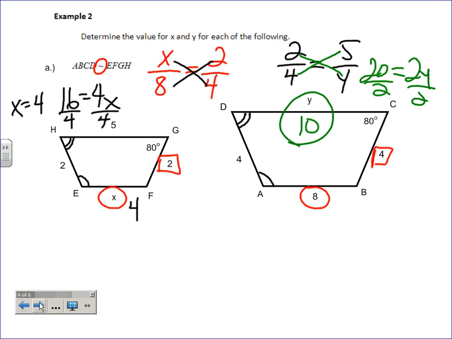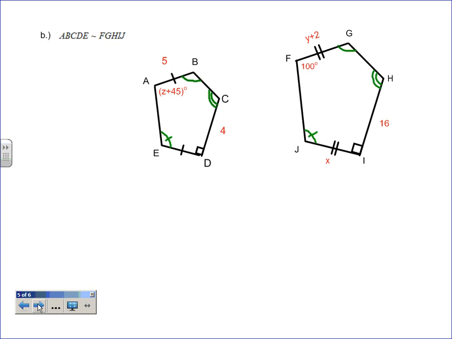So why don't you go ahead and try letter B, if you have not done so already.